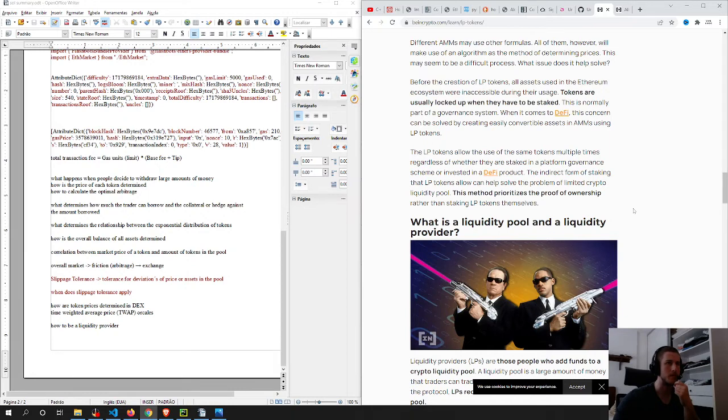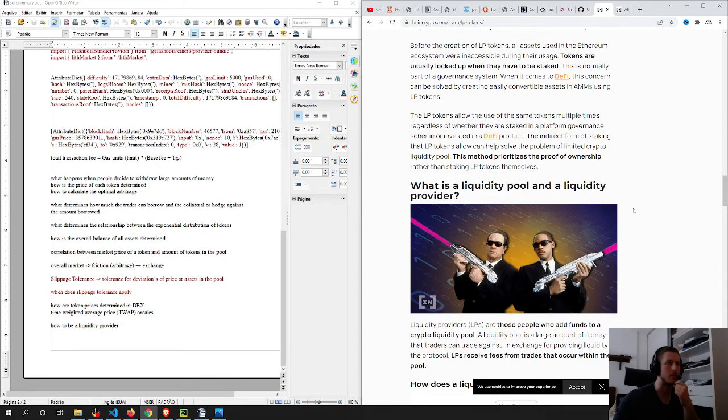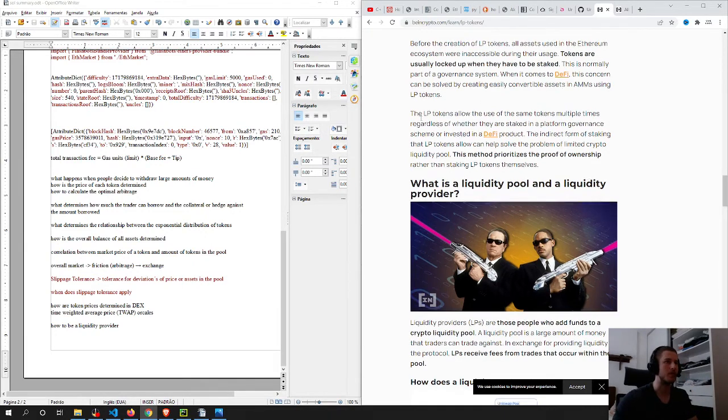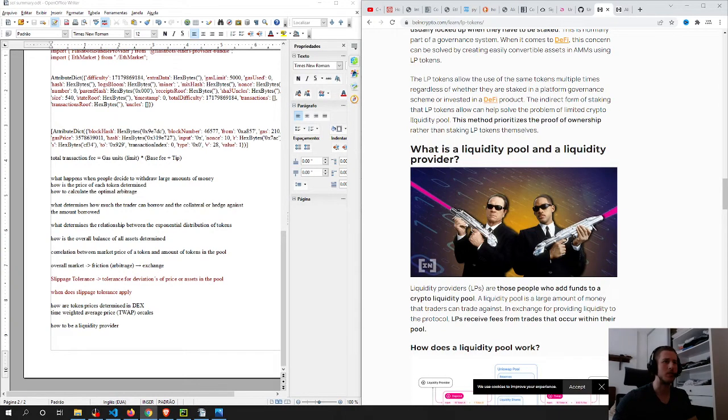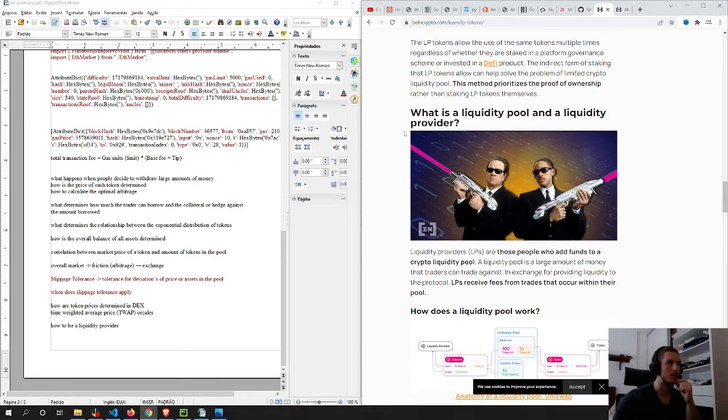When it comes to DeFi, this concern can be solved by creating easily convertible assets in AMMs using LP tokens. The LP tokens allow the use of the same tokens multiple times regardless of whether they are staked in a platform governance scheme or invested in a DeFi protocol. The indirect form of staking that LP tokens allow can help solve the problem of limited crypto liquidity. This method prioritizes the proof of ownership rather than staking LP tokens themselves.